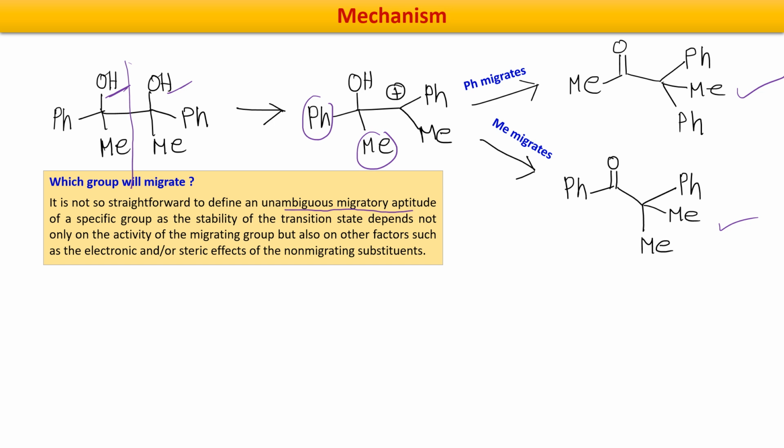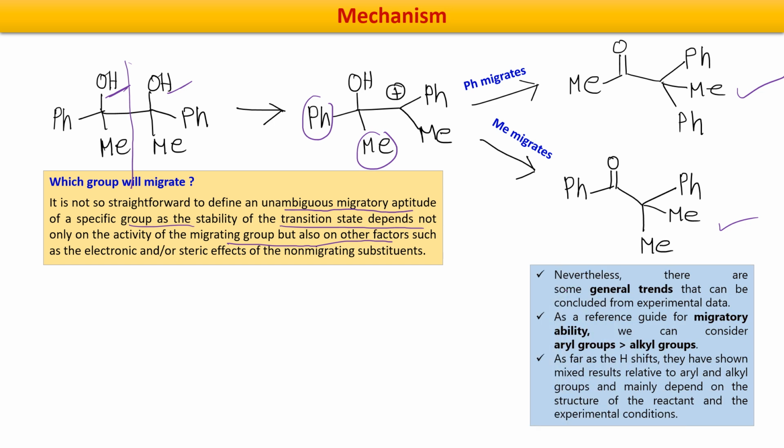So an unambiguous migratory aptitude of a specific group we cannot give, because the stability of the transition state depends on the aptitude of the migrating group. It is true, but it also depends on other factors such as electrostatic factors, and the effects of non-migrating group substituents, that is the remaining part of the molecule, that also matters. So that is why we cannot give a straightforward answer, but still there are some general trends that can be concluded from experimental data, right?